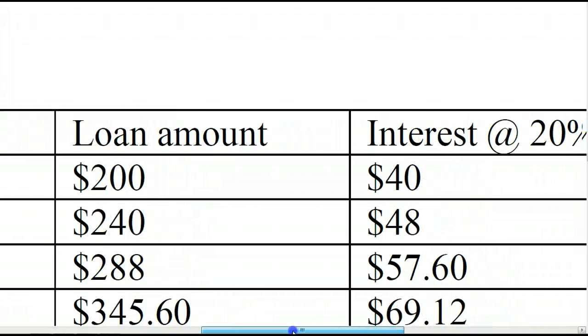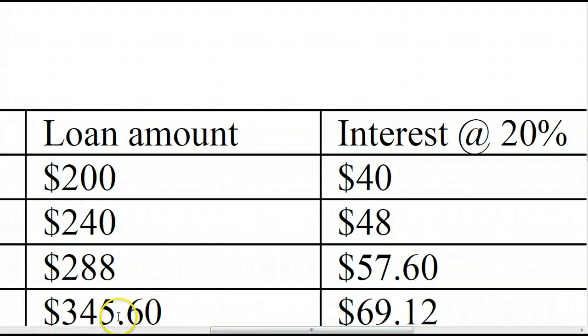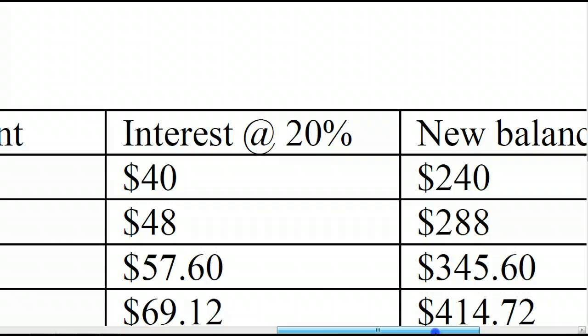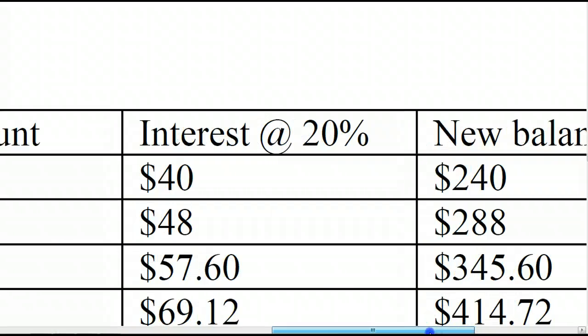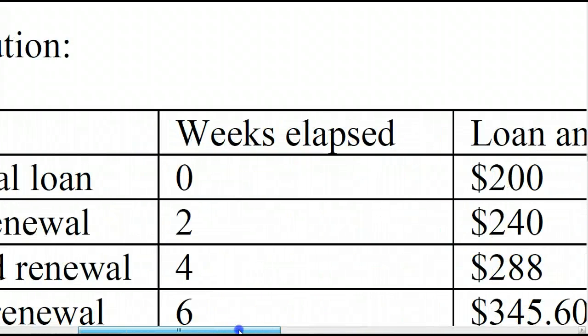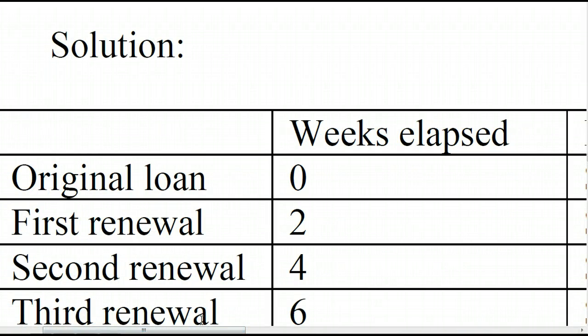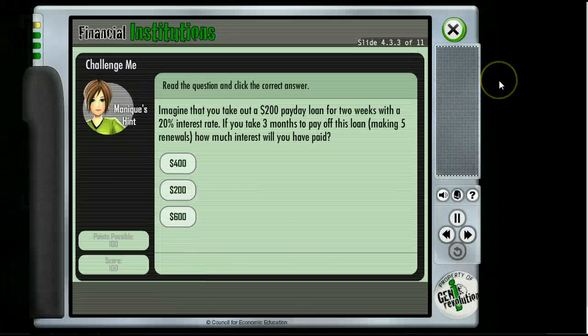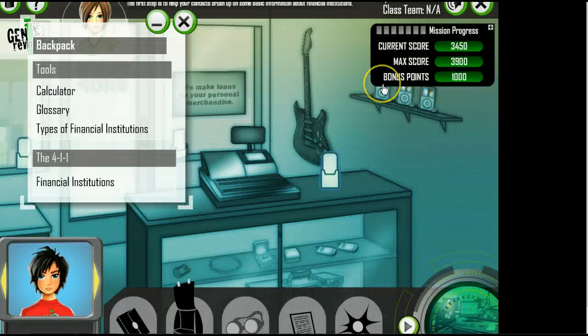But wait, now we're getting 20% of $345.60, and that's $69.12. So now I owe $414.72. So you're going to keep going. You're going to do that 2 more times to get to your 4th renewal and your 5th renewal. The question asks you about the interest that you pay, so make sure you subtract out the $200 principal. You're going to pay that, but the question asks you what is the interest. So I thought that was a tough one. The rest of it is, I think, pretty straightforward.